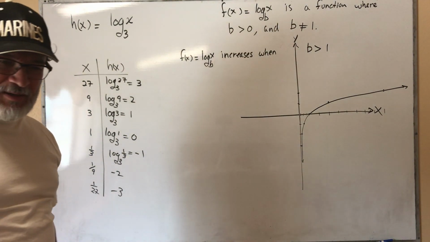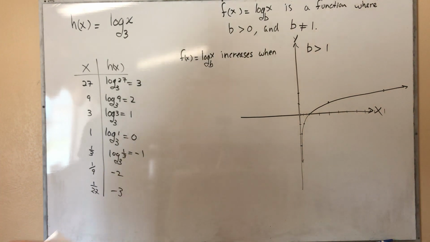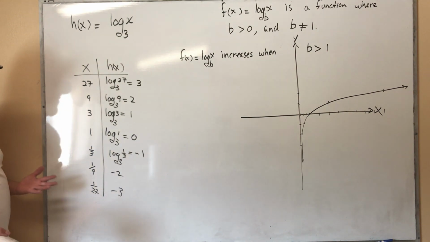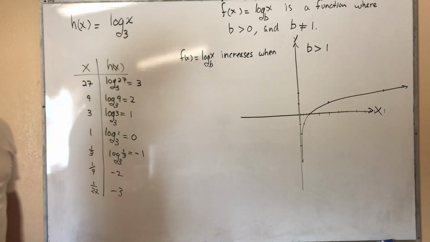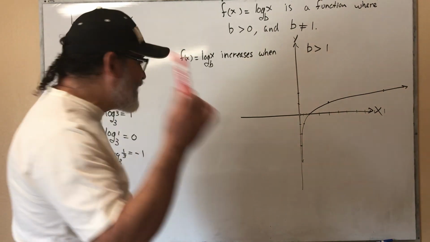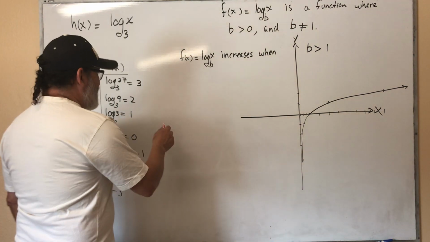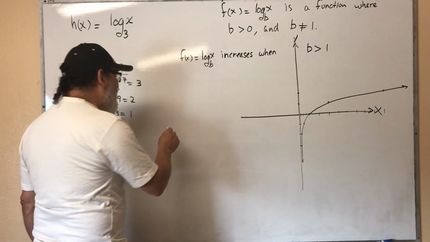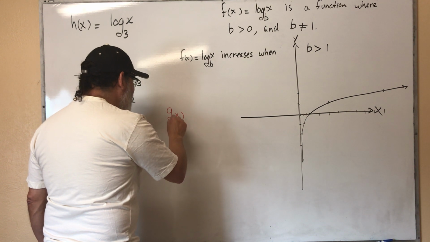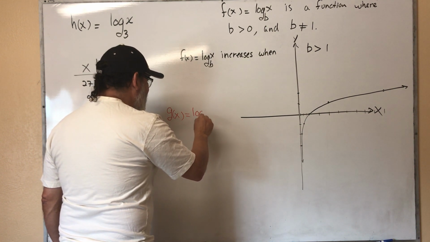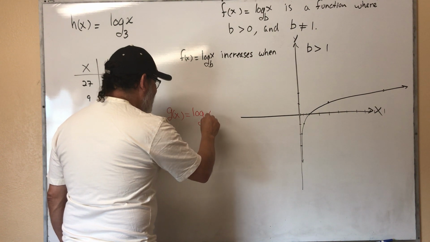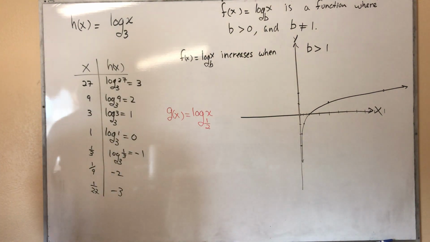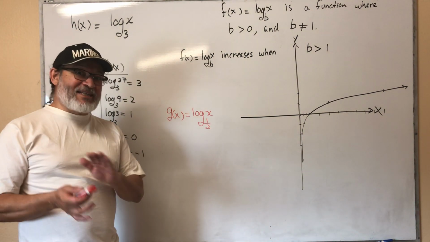Let's do another one. Watch this. You got it? I'm sorry, I have to erase this, guys. Maybe I don't. Here, we're gonna do one in red. Let's graph g of x. g of x equals log base half of x. Nice. Let's graph that. Let's make a table.